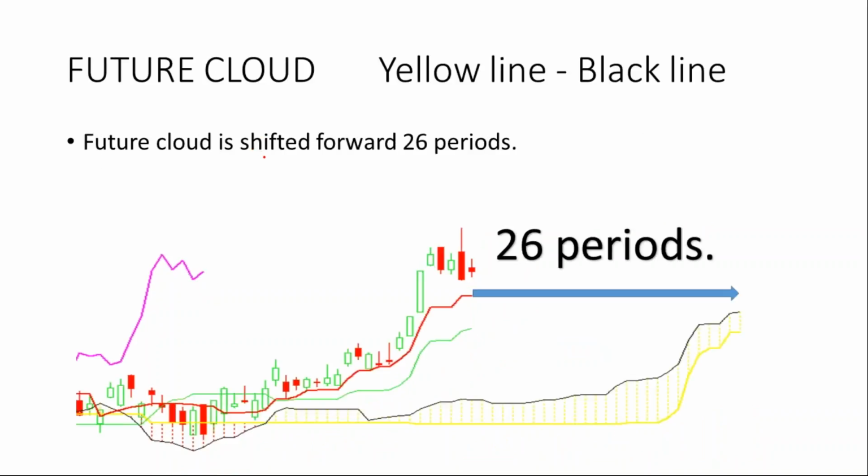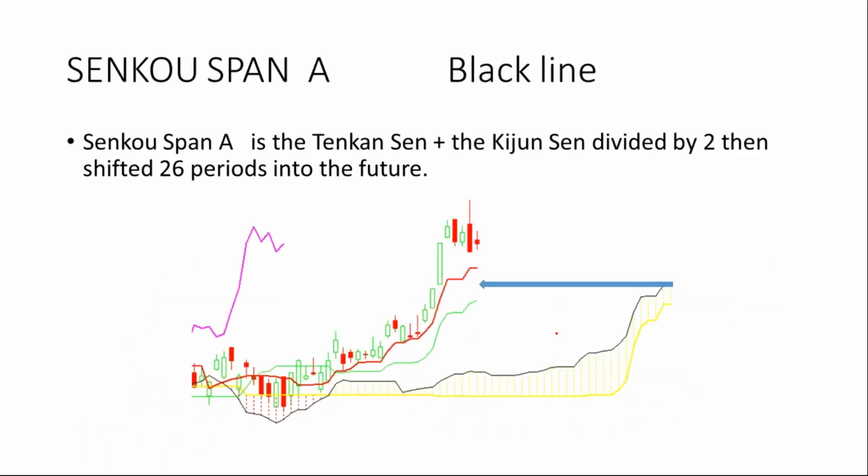So the future cloud is shifted forward 26 periods, and the yellow line and the black line. So when you set up your screens, if you're using Ichimoku, set up your screens so that you have at least enough room on the right hand edge of your screen that you can fit the cloud in as it's calculated forward. Some software doesn't project the cloud forward, that's no good, it has to be projected forward.